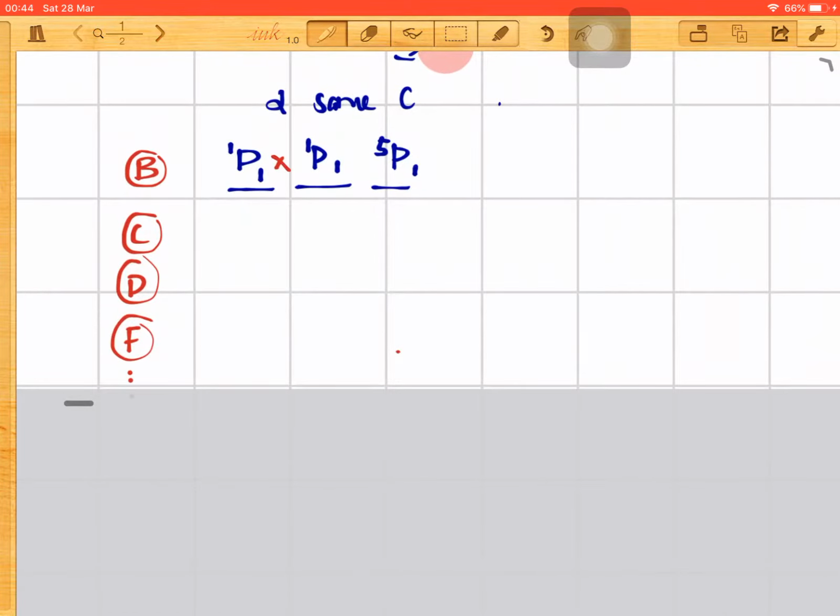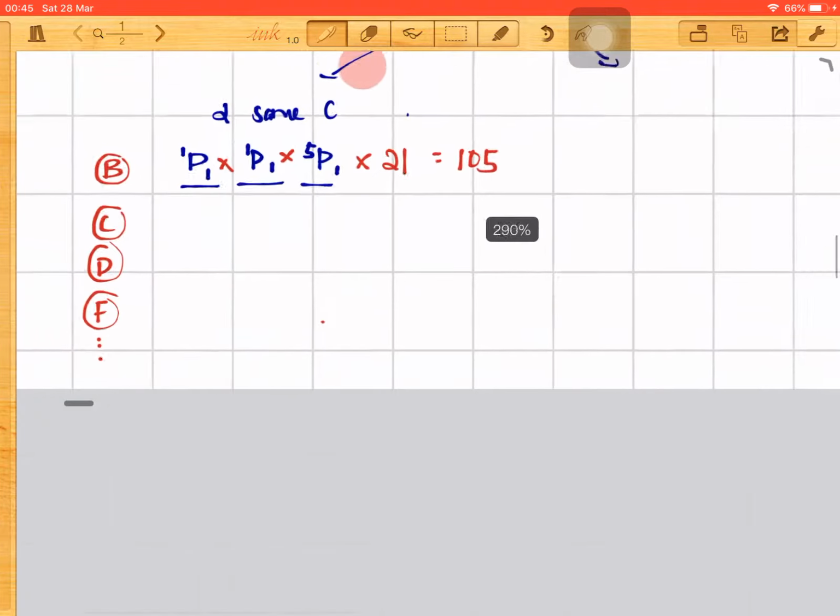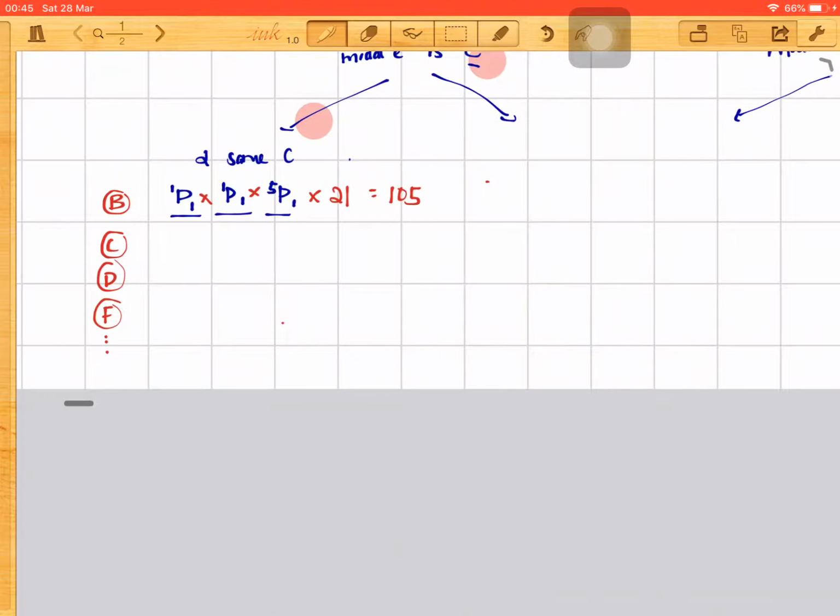That's why the result here, which is 21, you will times 5. Sorry. That's why for the result here, you will times 21, and then you'll get 105. That is for the first case.